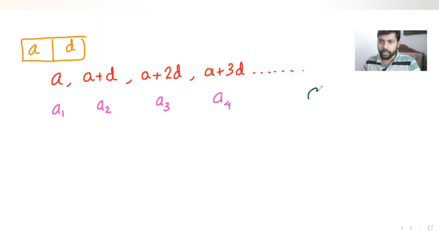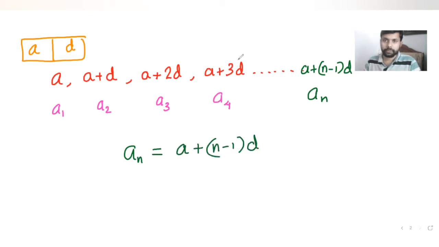So you can find the nth term of this arithmetic progression as a plus n minus 1 into d. So you can generalize this to find the nth term of an arithmetic progression. You can use this equation: an is equal to a plus n minus 1 times d.